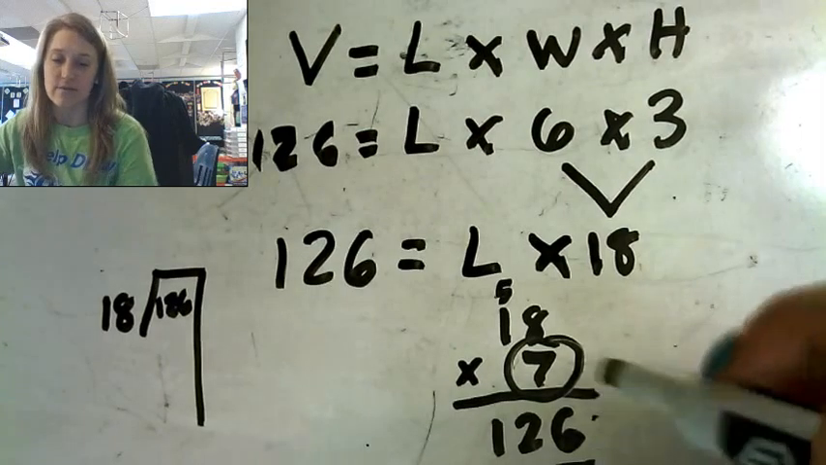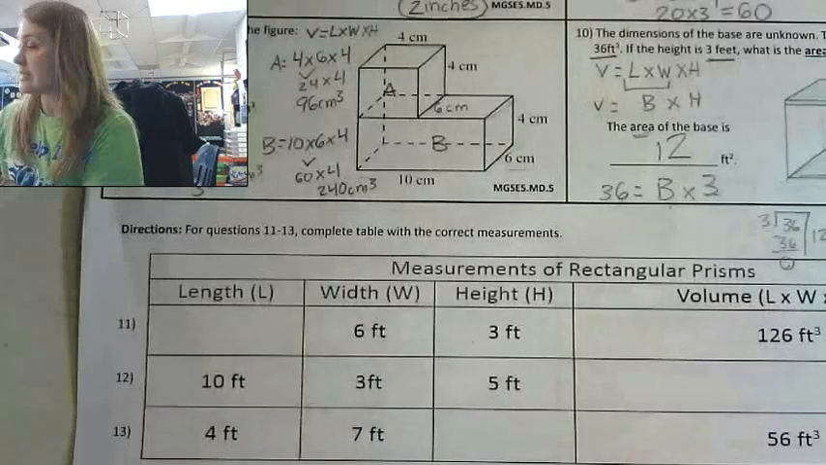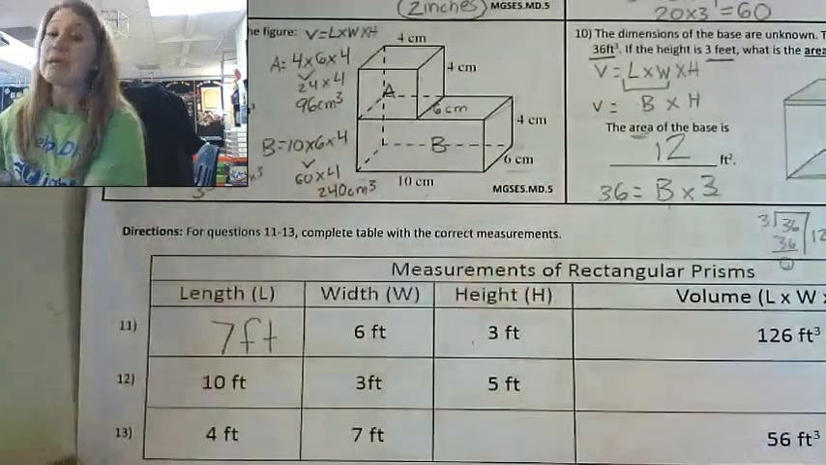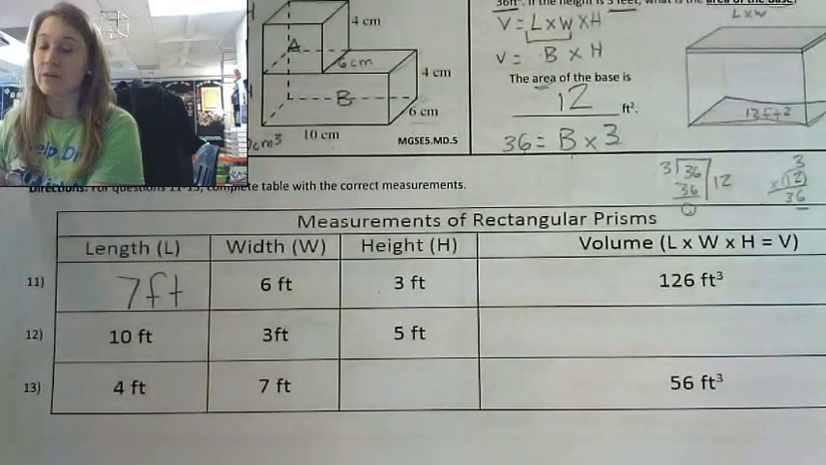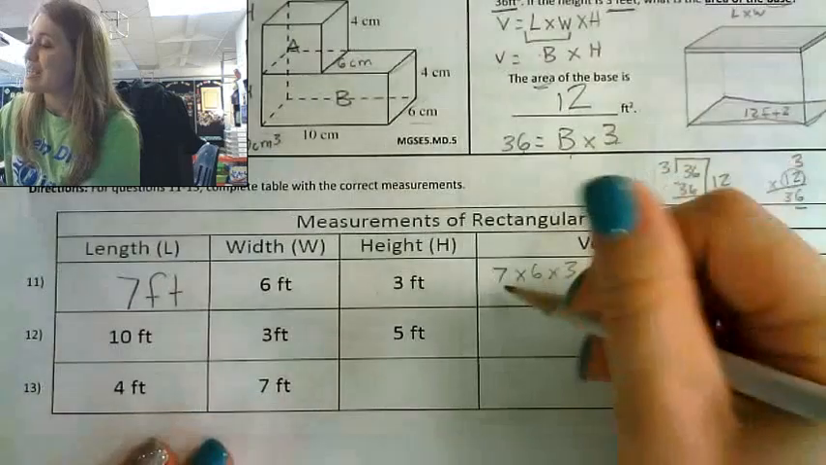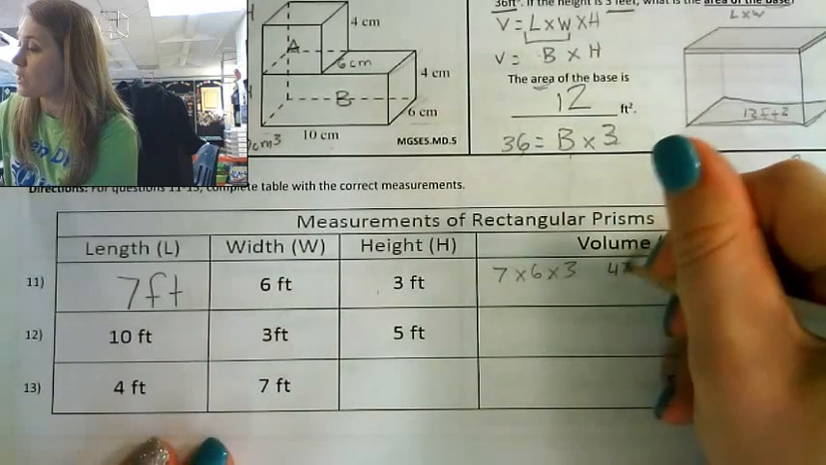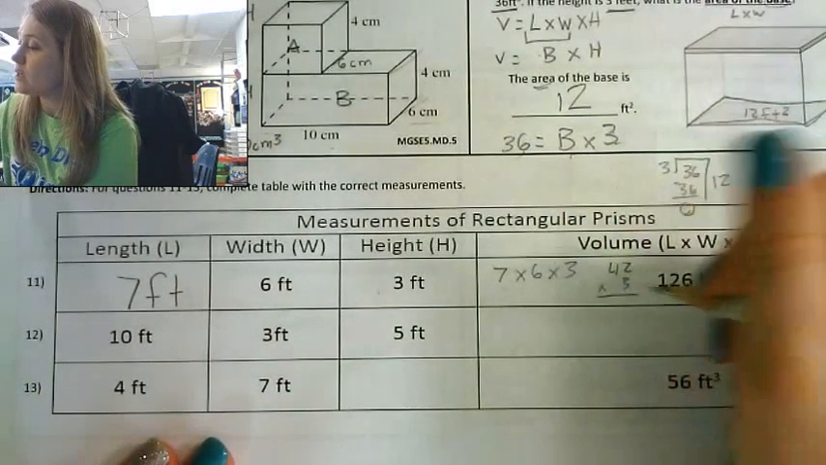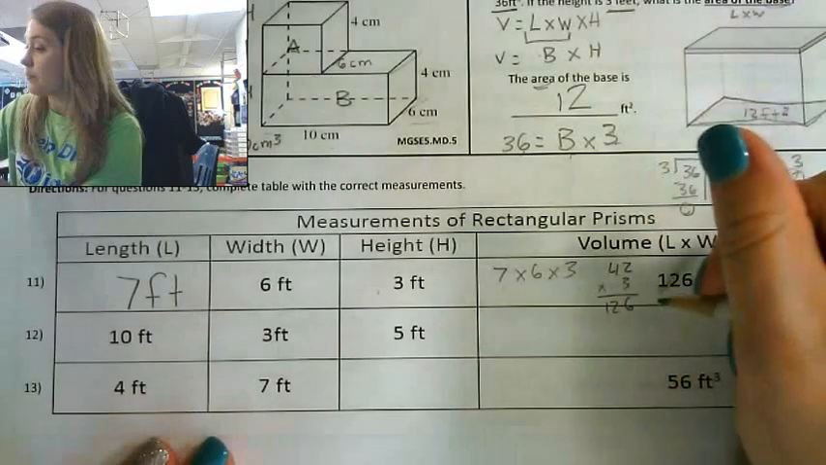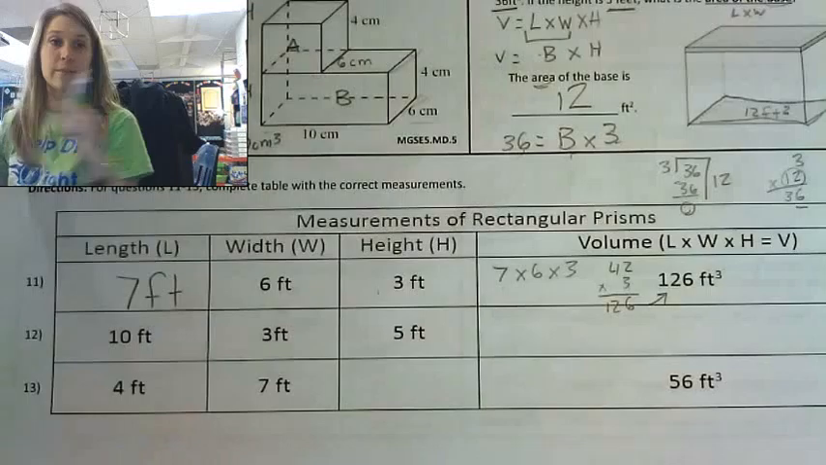But it's not just 7, right? We have to look at those units. So our length is 7 feet. Just to double check it, I'm going to do my math. Length times width times height. 7 times 6 is 42, times 3. 3 times 2 is 6. 3 times 4 is 12. Yep, good. All right, so I solved it correctly.